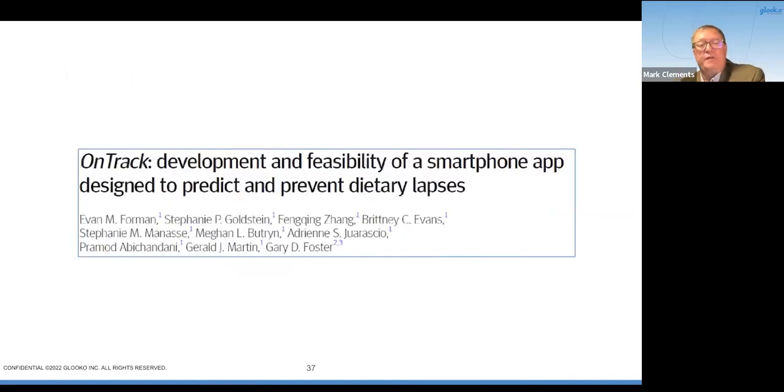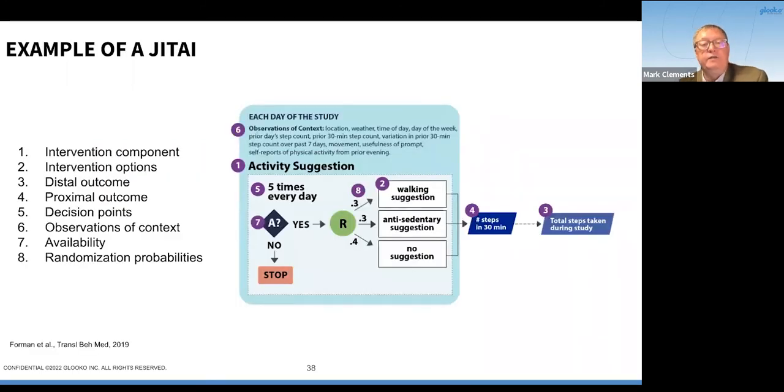So I'm going to show you a brief example of a JITAI. This comes from research published by Evan Forman and colleagues, and this was called OnTrack, which was a JITAI incorporated into a smartphone app designed to predict and prevent dietary lapses. And you can see a diagram here, so I'll just walk you through this diagram. So in number one, you see the intervention component, which is the actual activity selection that one engages in. So this is the overall structure of the JITAI, if you will.